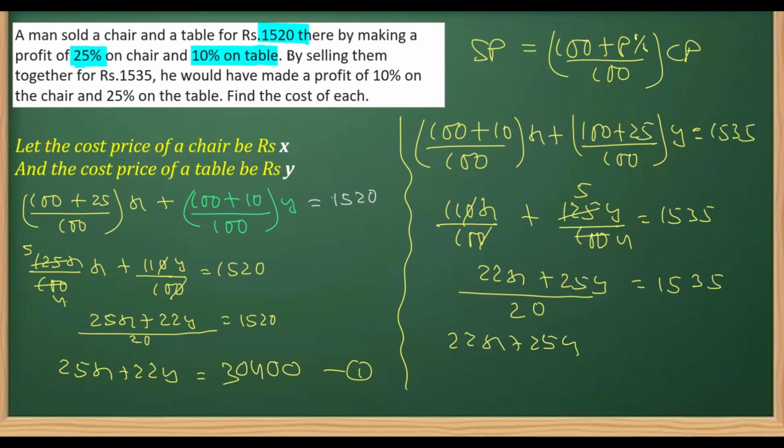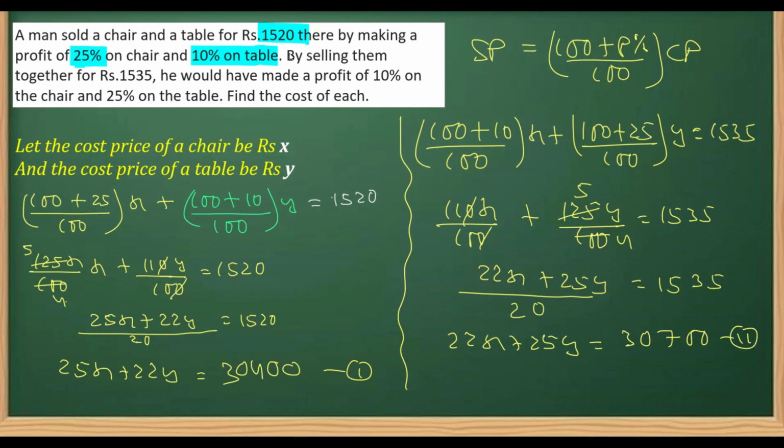Now simplifying it further, this is 25y, and this time also I'll transpose this number. So we'll be multiplying 20 this time with 1535. It should come as 30700. So this is the second equation.